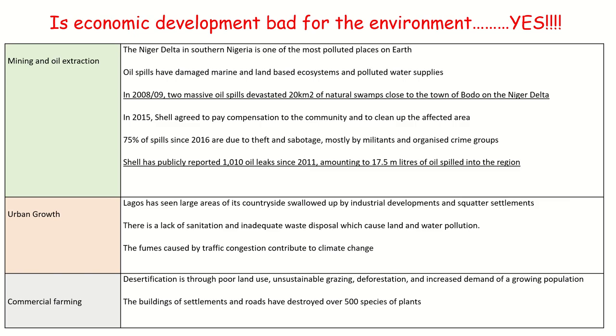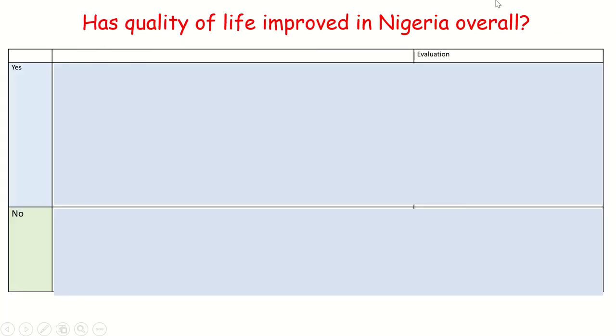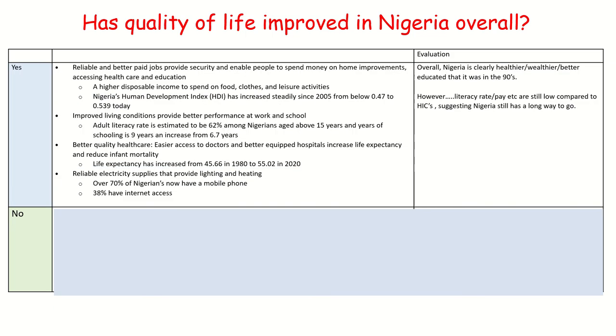And then finally, and perhaps the biggest question we can ask about this case study, looking at all the information in that video, is: has quality of life actually improved in Nigeria overall? Well, on one hand, I think it definitely has. You can read through some of these statistics at your own leisure. I advise you learn a couple of them. Let's take a few examples. HDI has gone from 0.47 to 0.53. Life expectancy has gone up by nearly 10 years in a 40-year period.